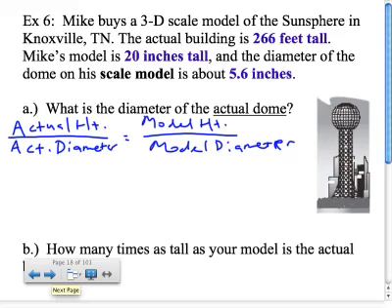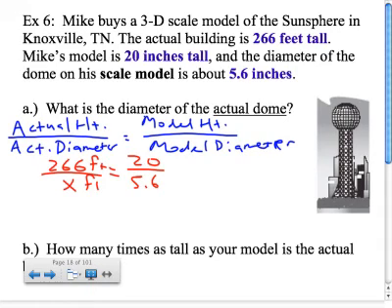Now you just plug in what you know. I know the actual height, 266. I don't know the actual diameter, that's what I'm trying to find, so I'll call it x. I know the model height is 20 inches, and the scale model diameter is 5.6 inches. You need to recognize that these are feet and these are inches. As long as you're consistent on both sides, you're fine. Just know that your final units here are going to be in feet.